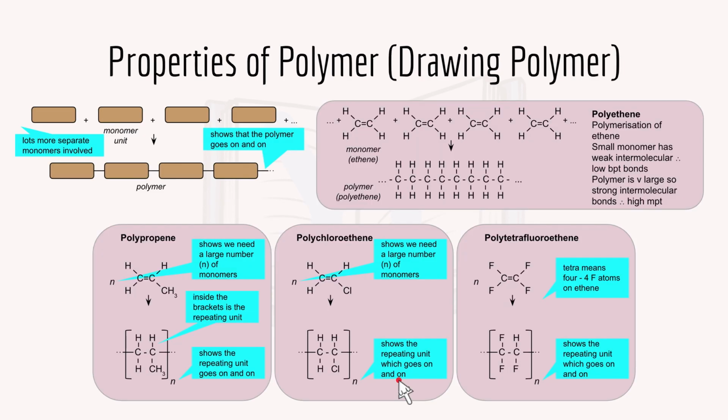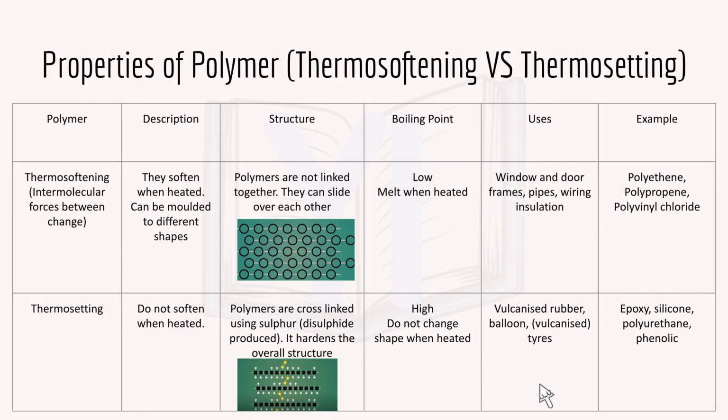So here's more on drawing polymer. We have this, as we talked about just now. We have polypropene, only 2 carbons in the main branch, so it's H H H and CH3. Polychloroethene only needs 2 carbons on the main branch, so it's C C, H H H Cl, and put an n for how many repeated units. And polytetrafluoroethene, C C F H F F, and n for the repeating unit. And then we'll move on to thermal softening and thermal setting.